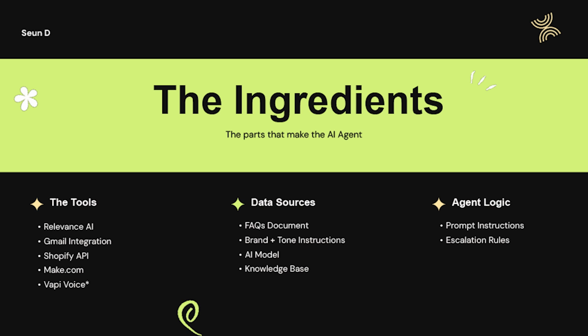And then lastly, we also have a knowledge base as well. So you could think of the knowledge base as kind of encompassing the FAQs document as well, but it's also a place where you can store some additional scenarios for the AI agent. So you could do things like say, if a customer asks this, they probably want this, therefore give them X. And then the last thing is we have the AI agent logic, which is the prompt instructions and the escalation rules as well.